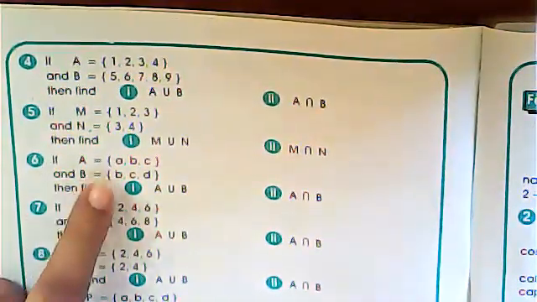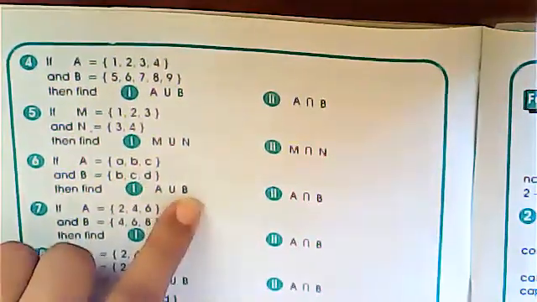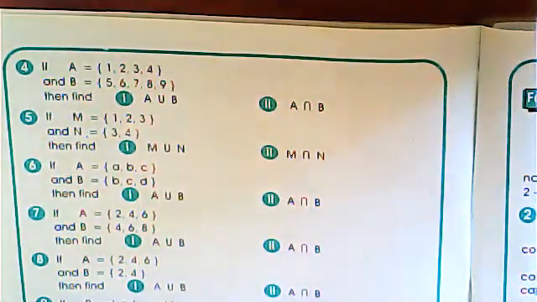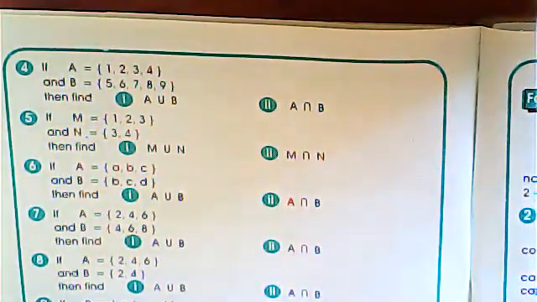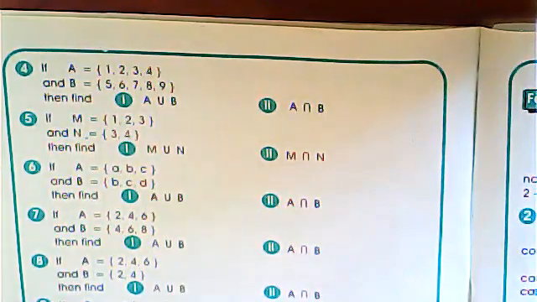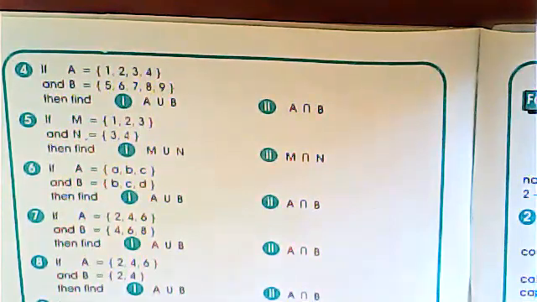If A is equal to {A, B, C} and B is equal to {B, C, D}, then find A union B and A intersection B. Also, you have to draw a Venn diagram. So everyone, please start your work. Everyone, please start your work. And just copy down the question and please show your work to me.